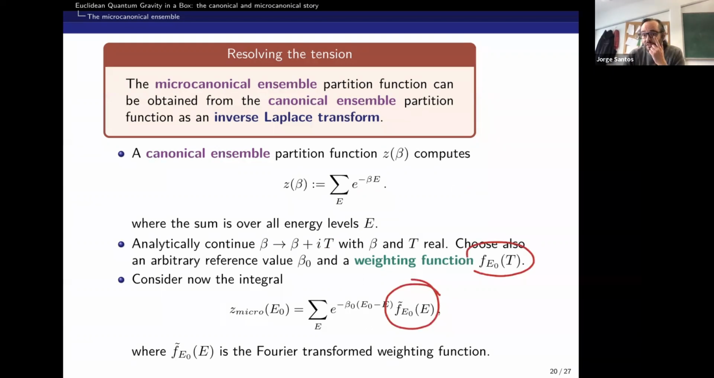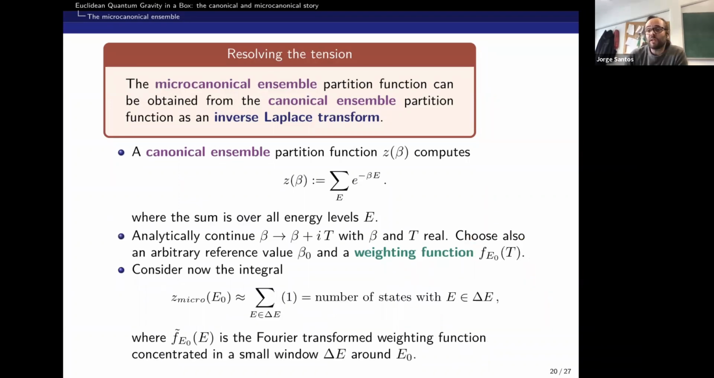Now imagine that this weighting function is very, very localized, such that you only pick states with e equals e naught, and you get the microcanonical partition function. The integral that I wrote is essentially, in the limit where the weighting function gets very, very thin, the inverse Laplace transform of the canonical ensemble.